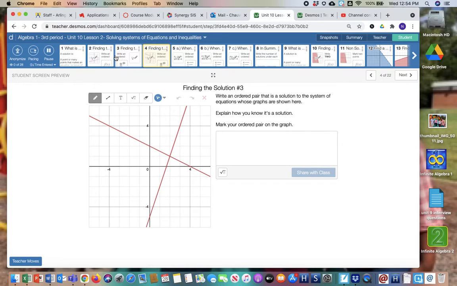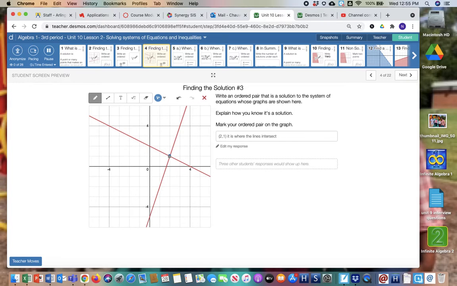Because really, screens 2 and 3 were like review from before. So what happens here? Find an ordered pair that's a solution to the system of equations whose graph is shown here. How do you know it's a solution? It's where they intersect. So what's that at? 2, 1. It is where the lines intersect. When you have what's called a system of equations, the solution is where the two lines intersect, because it is the only point where both equations are true.